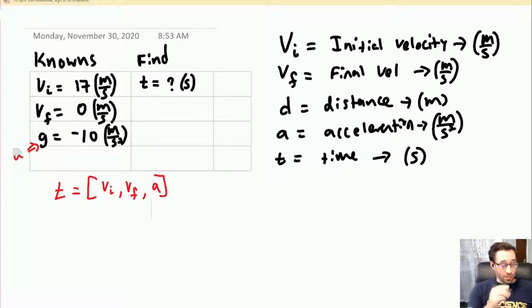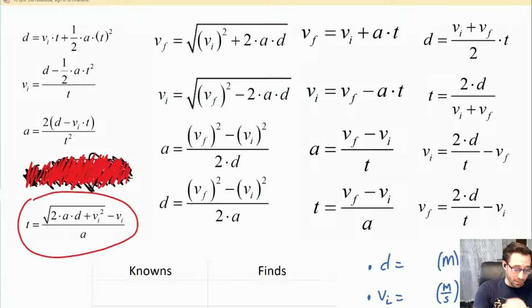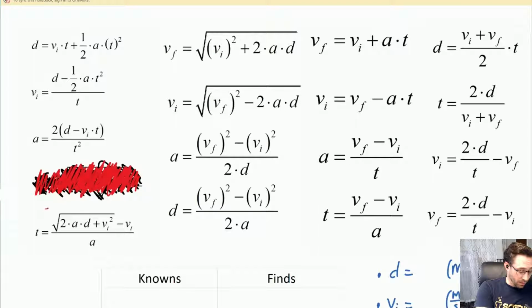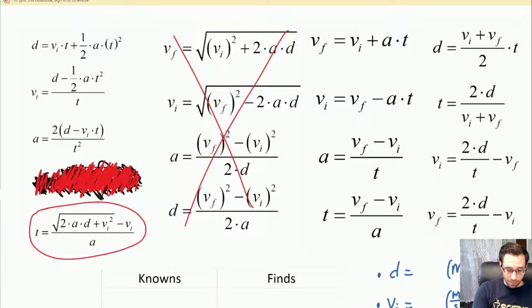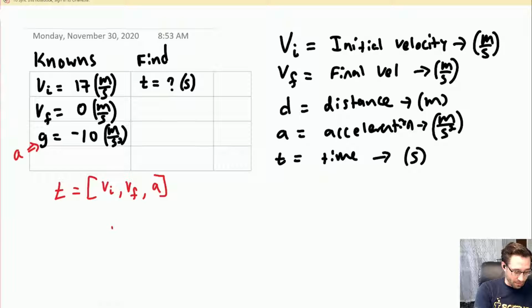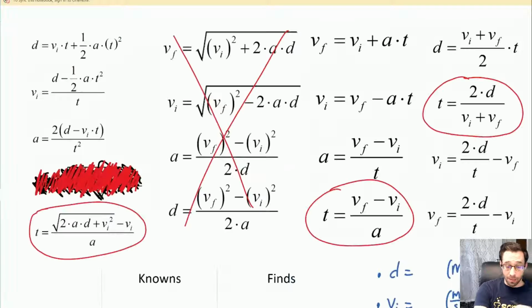So I want an equation that starts with t and only has v sub i, v sub f, and a. If I go back to the equations, solving for the time, there's time, nothing has time in there. Then time is here and time is here. And I only want an expression that has v sub i, v sub f, and a. I'm solving for time. Anything that has displacement or distance in it, I can immediately cross out.